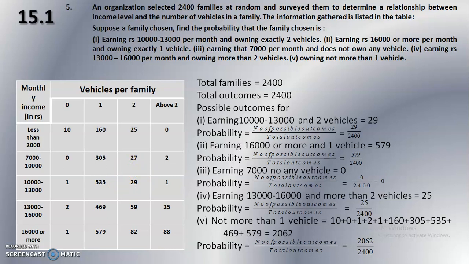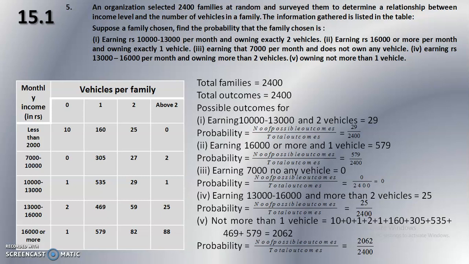Second, earning rupees 16,000 or more per month and owning exactly 1 vehicle. At the time, the possible outcome is 579. Third, earning less than 7,000 per month and not owning any vehicle. Over here, the possible outcome is 0.